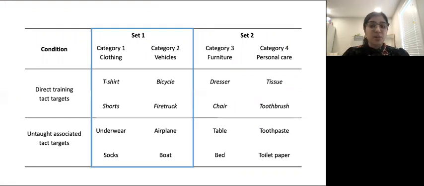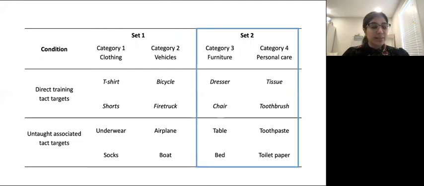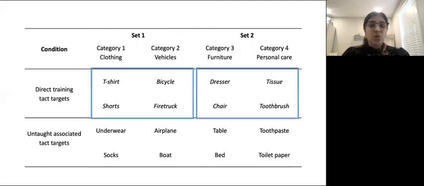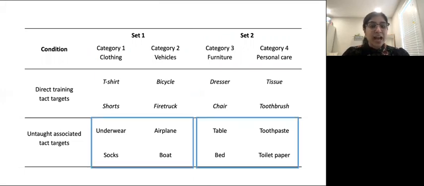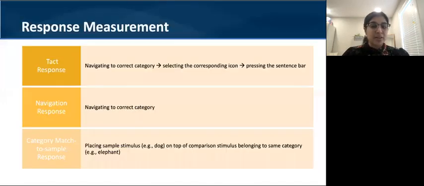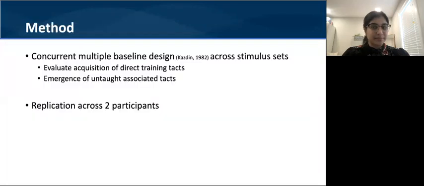2 sets were created from each of the 4 categories, such that each set consisted of 2 categories. Within each set, 4 items were assigned to the direct training tact condition, and 4 items were assigned to an untaught associated tact condition. We collected data on the percentage of 3 dependent variables. In the interest of time, only tact data are discussed here.